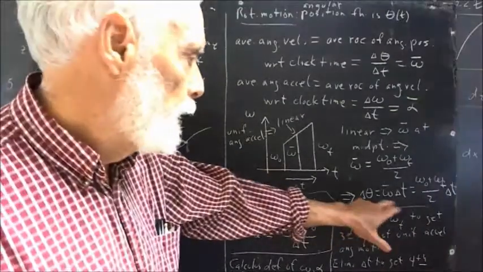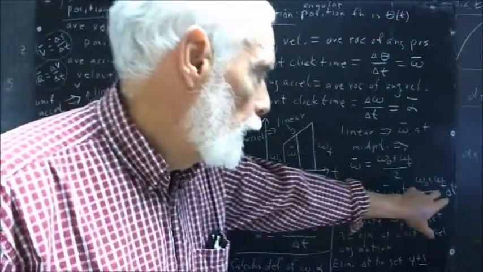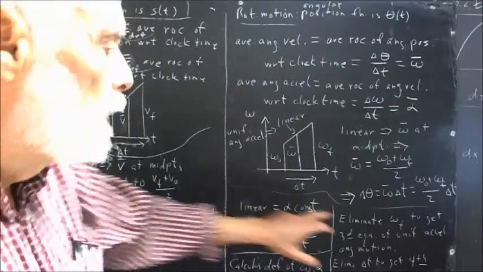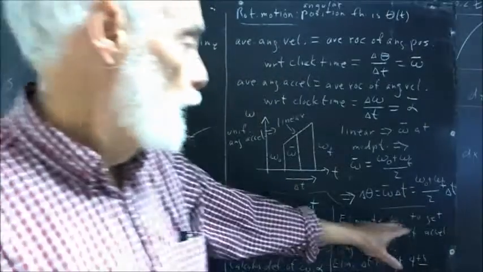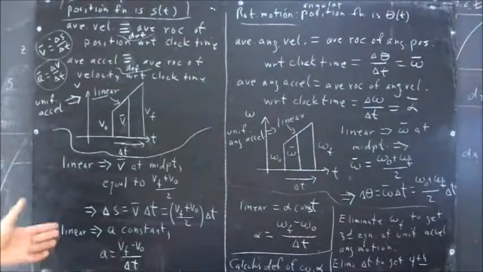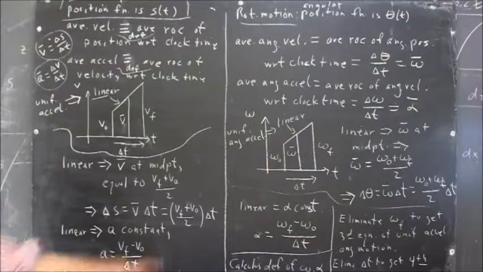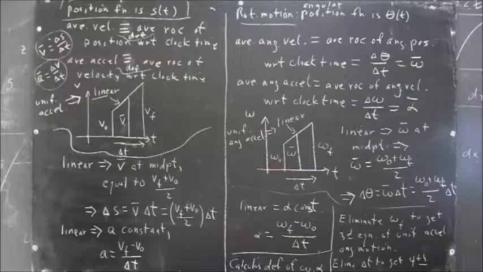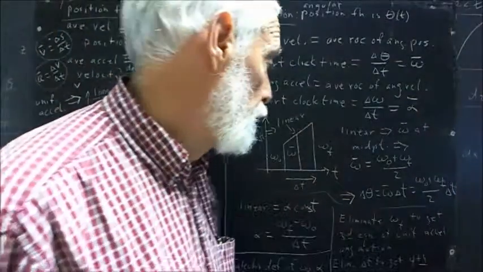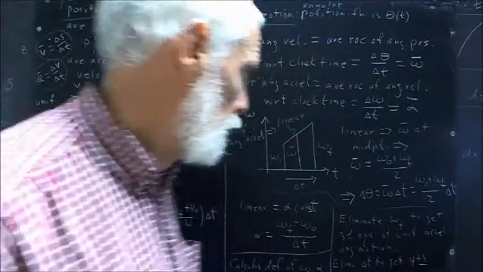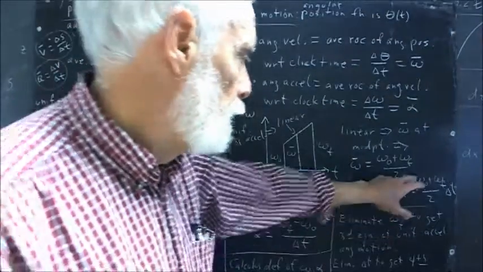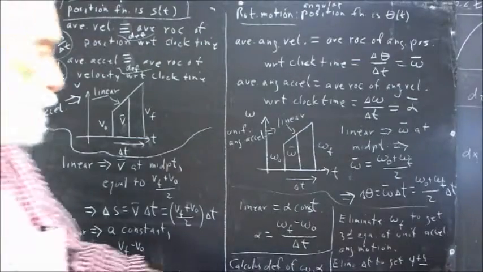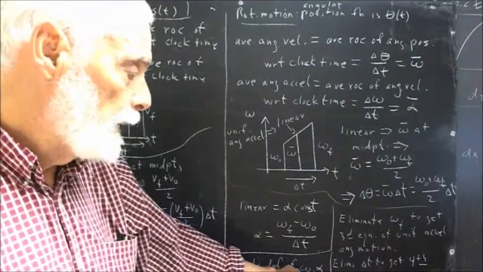Now, having obtained an equation for delta theta and an equation for alpha, we're going to eliminate omega f from these two equations, just as we would have eliminated VF from these two equations to get a new equation of motion. That we call our third equation of uniformly accelerated angular motion. And then eliminate delta t from the same two equations to get the fourth. Also, the calculus definition of omega and alpha.